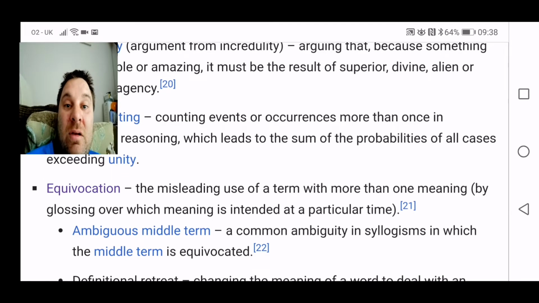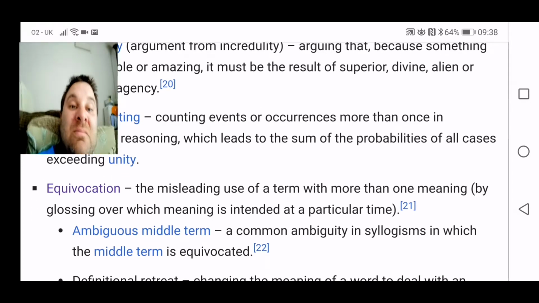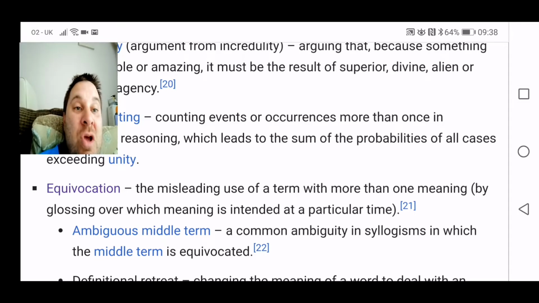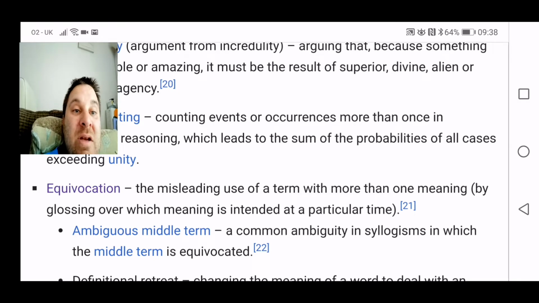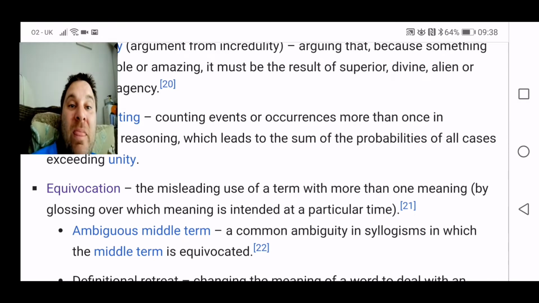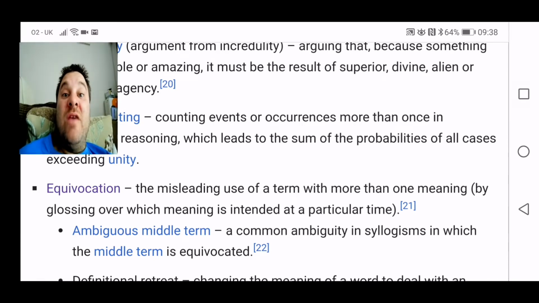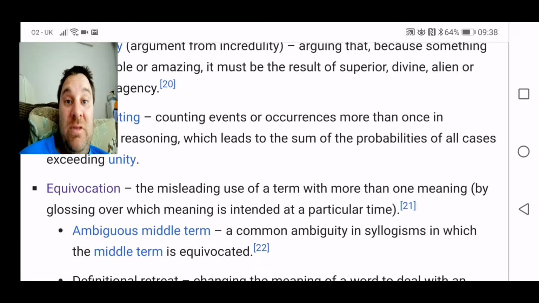Equivocation: the misleading use of a term with more than one meaning, by glossing over which meaning is intended at a particular time. It's like everyone says, oh no, the earth is round. That doesn't mean spherical though, does it? You can have a coin that's round. You can have a donut that's round. It's not a sphere. You can have a hula hoop that's round. It's not a sphere.